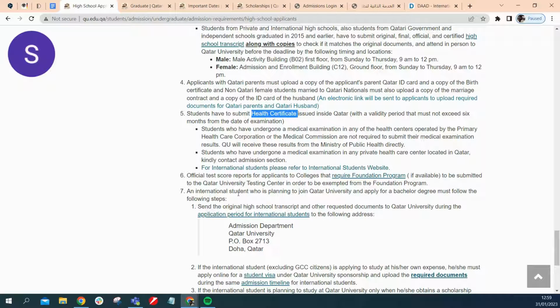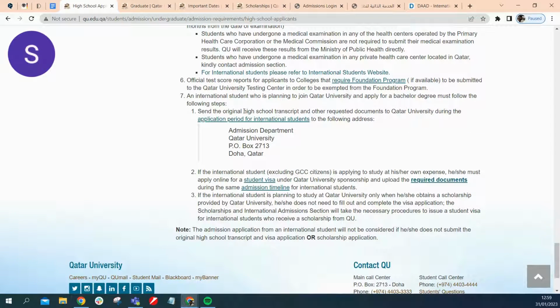And number 7 says any international student planning to join Qatar University must follow these steps. You must send your original high school transcript, which you have already certified, to Qatar University during the application period to this admission office. So this is the address where you're going to be sending your application. Please do well to send this. Some programs also require English language proficiency, so if you have to provide proof of English proficiency, do well to have that as part of your requirements.